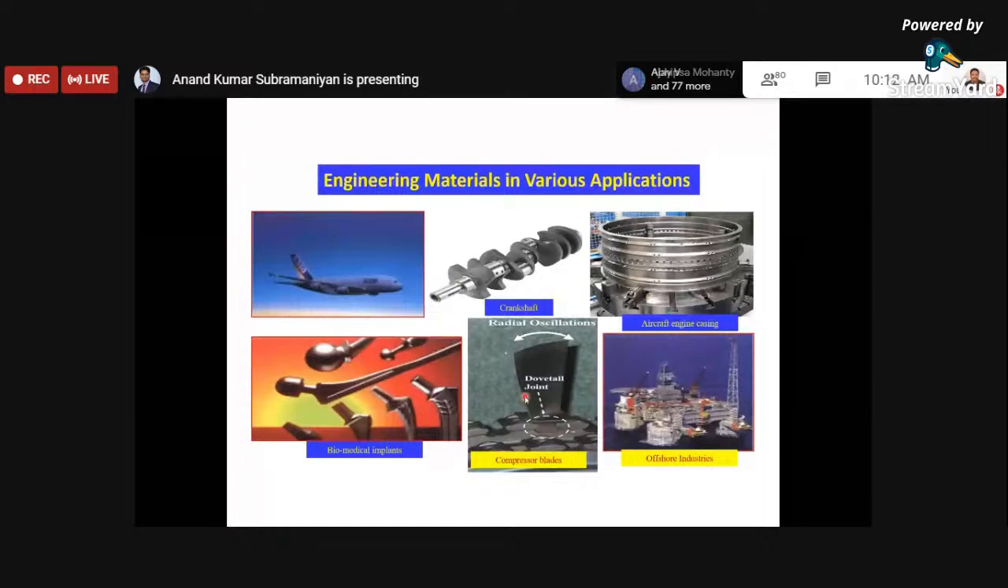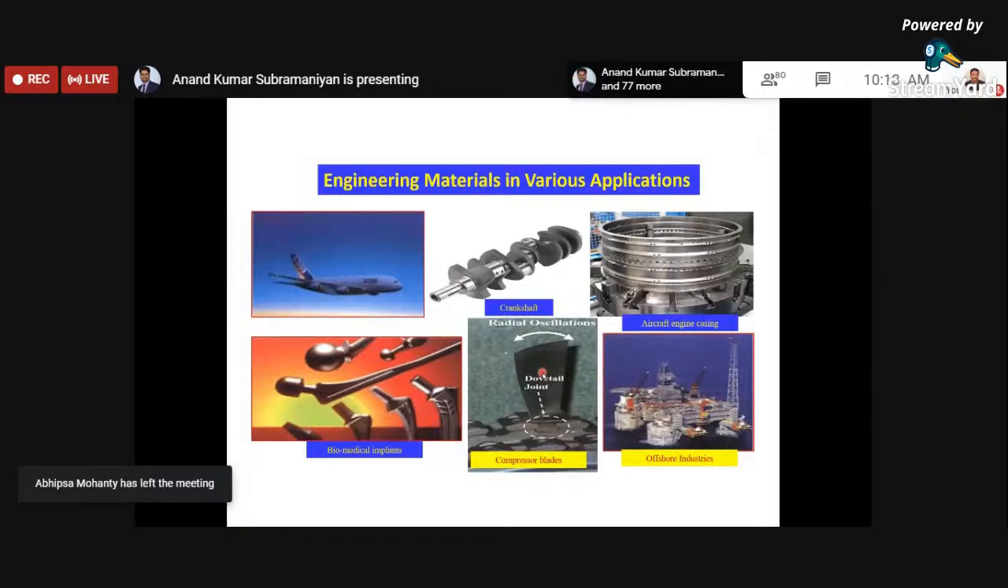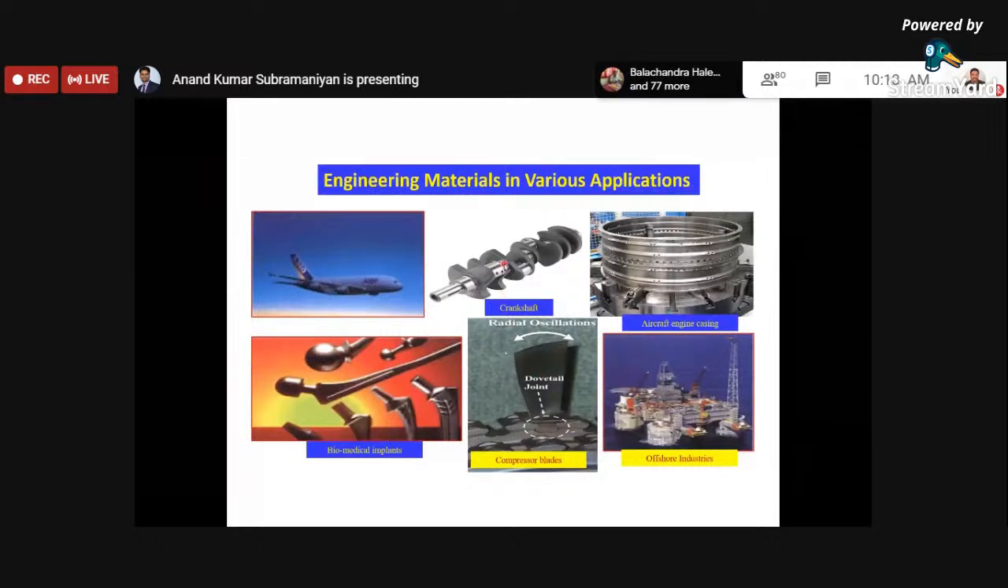And in this case, compressor blades, because during service they keep rotating and are subjected to cyclic loading, we can expect fatigue kind of damage, which initiates from the surface of the blade. And again your crankshaft, for example, is also subjected to cyclic loading, so you can expect the failure or the damage to initiate from the surface.